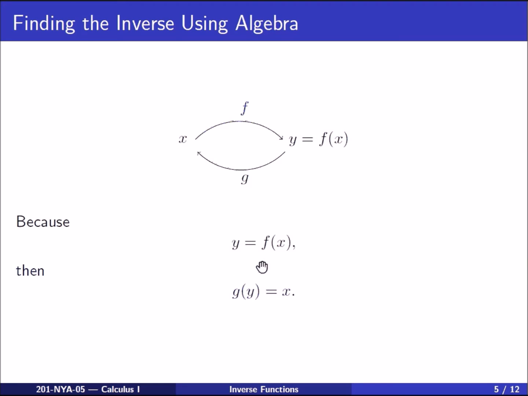So if I have this equation, I can get an expression for g by solving this equation for x. So we need to solve the equation for x if possible. Now that might not always be the case. It might actually be very difficult to solve the equation for x.